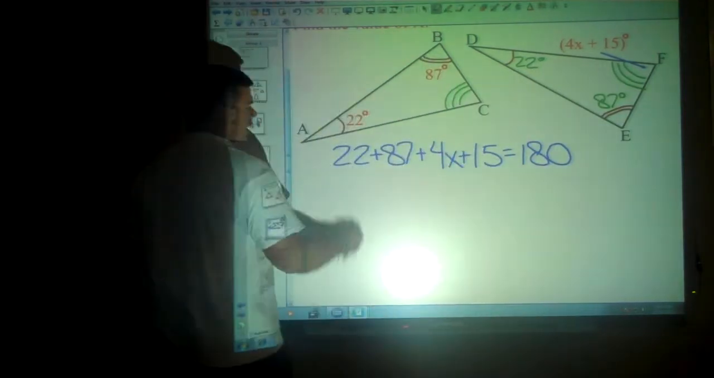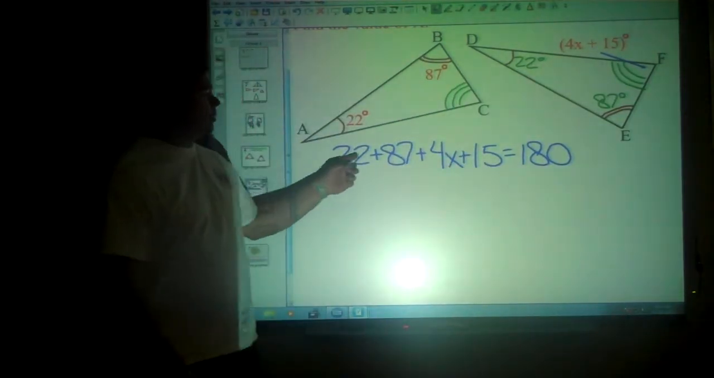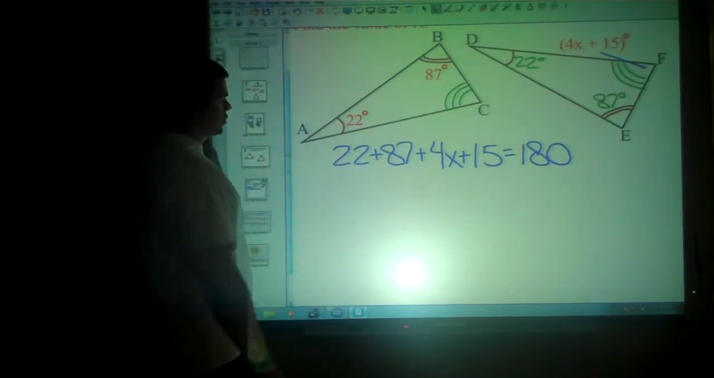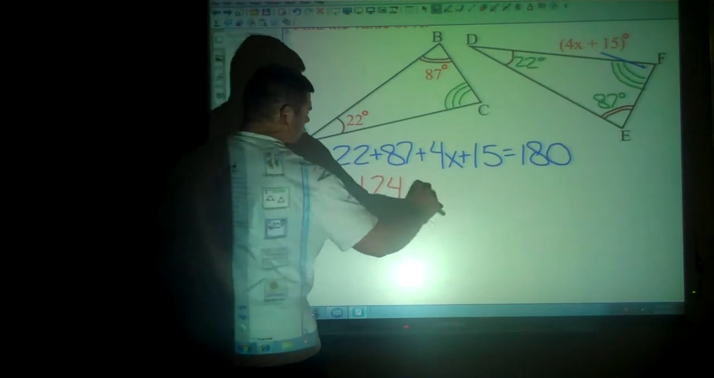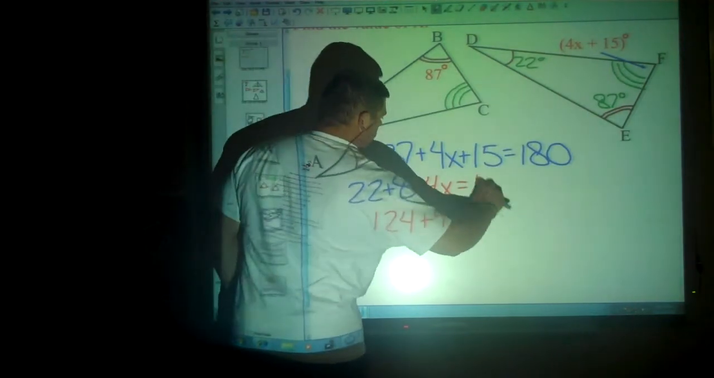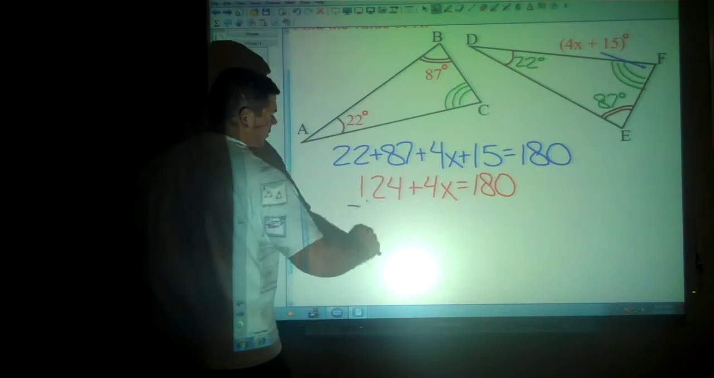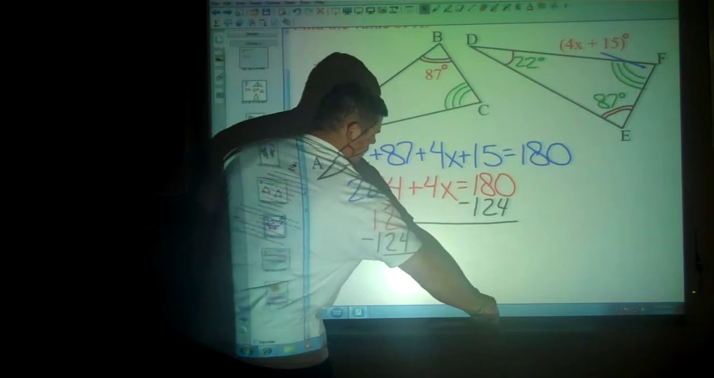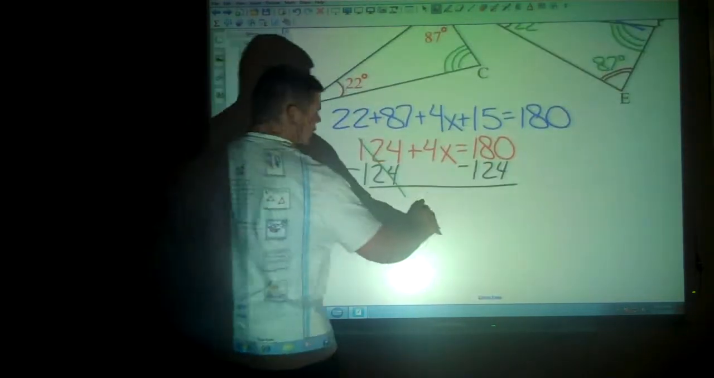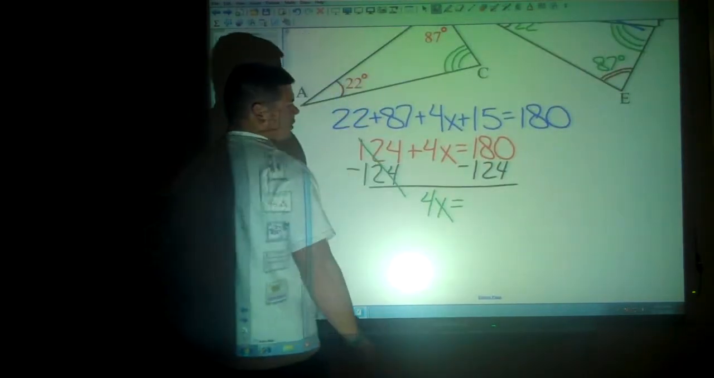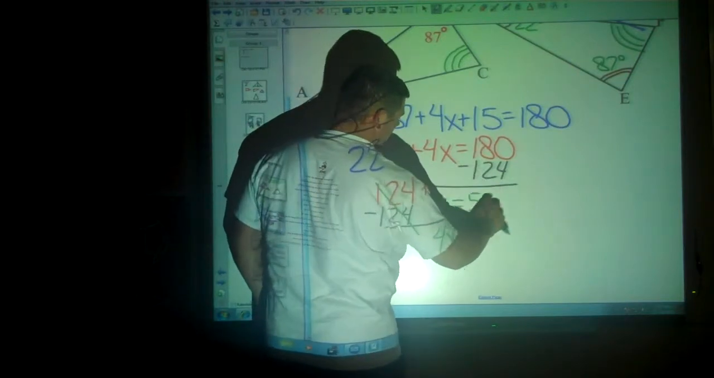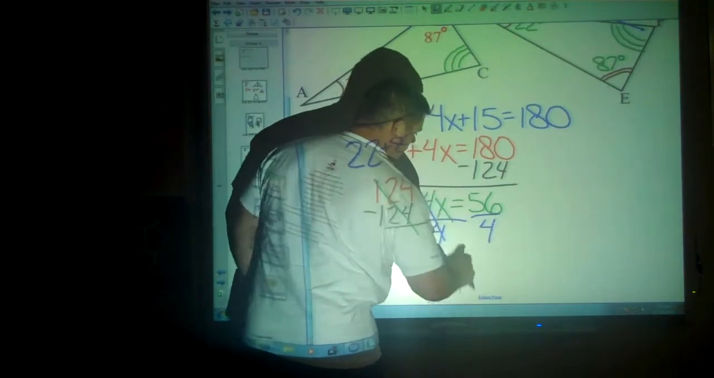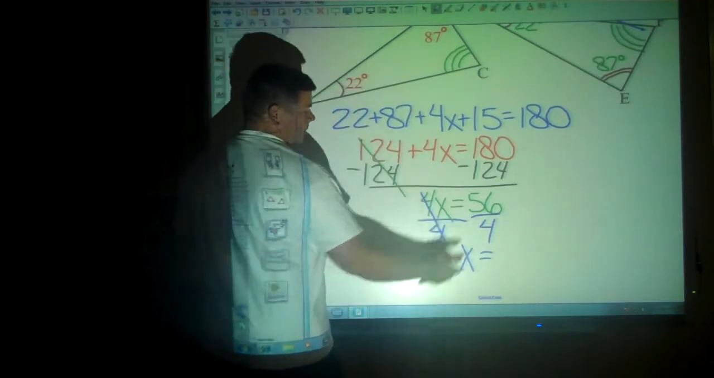Add all your like parts together, 22 and 87, that's going to end up making 109. 109 plus 15 is going to be, I believe, 124. Equals 180. Two-step problem, subtract your 124. And you end up with 4x is equal to 56. Divide by 4. And x will equal, I believe, 14.